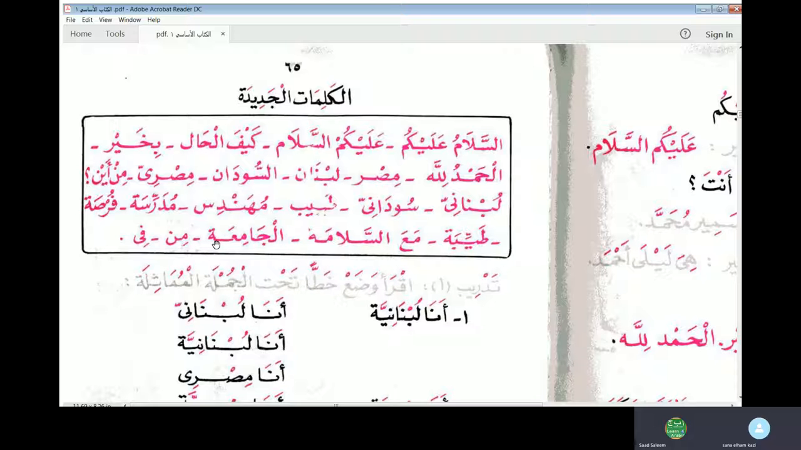And next, Jamia, university. Min, from. Fi, in. Do both the tayyiba have the same spelling? This is actually tabib. Tabib, doctor.